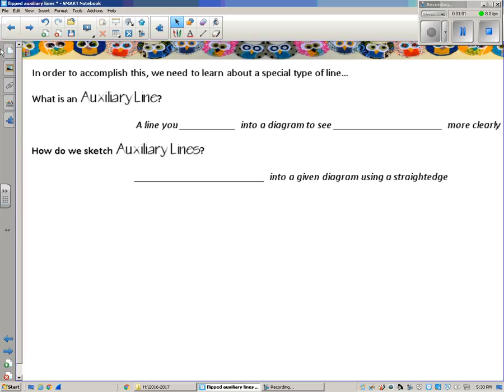So what we're going to have to do in order to accomplish a problem like this is that we need to learn about a special type of line. And this special type of line is called an auxiliary line, right? An auxiliary line is a line that you add into a diagram to see relationships more clearly. Remember, you want to take notes as we go along. The way we sketch auxiliary lines is by extending the lines into a given diagram, and we use a straight edge for this. So you really want to be sure you have precision. That's why I asked you to get a straight edge or a ruler before we start trying this.